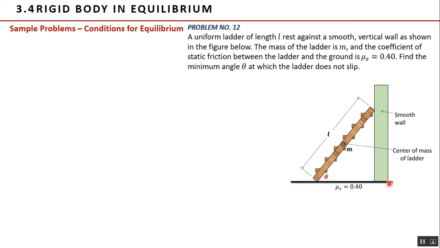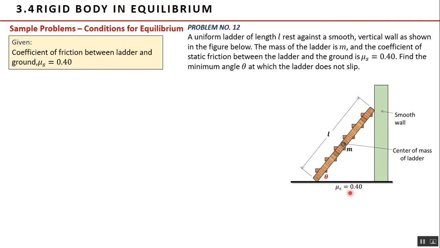Let us analyze this. Imagine this is the ladder that leans against the wall at a certain angle theta. The length of the ladder is denoted by letter L, and it has a mass denoted by m. According to the problem, the ladder is uniform, so we can assume that its center of mass is located at its center. Assume that the wall is smooth, therefore there is no friction between the wall and the ladder. The coefficient of static friction between the ladder and the ground is 0.4. What we are looking for is the minimum angle theta at which the ladder does not slip.